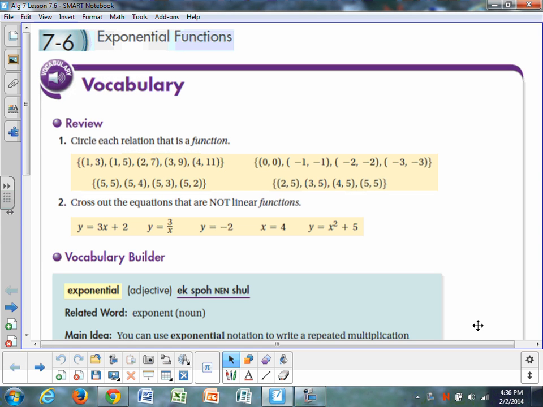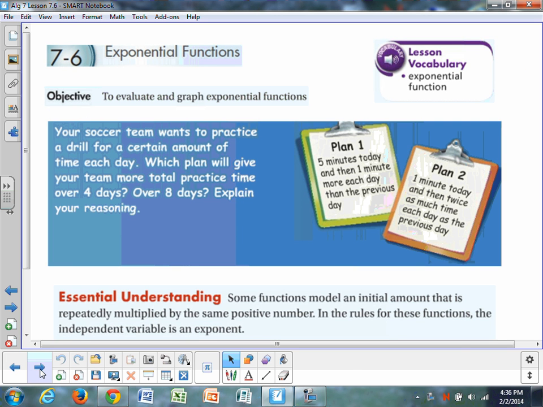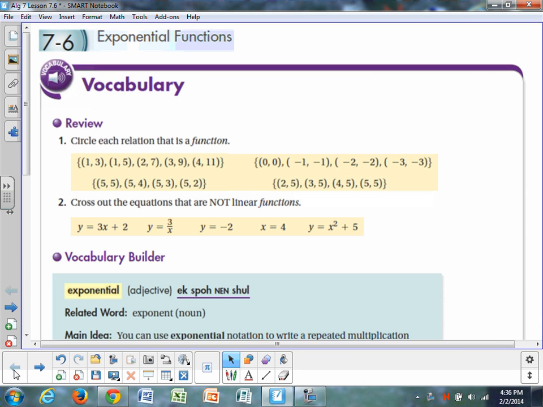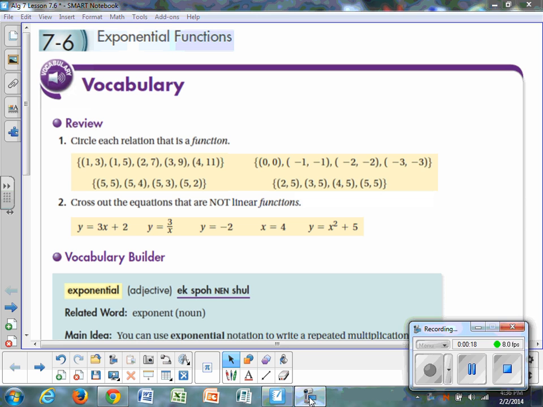Hey students, this lesson is 7.6. It's about exponential functions. In this lesson, we're going to learn how to evaluate and graph exponential functions. Go ahead and do the review here, and I'll check back with you.